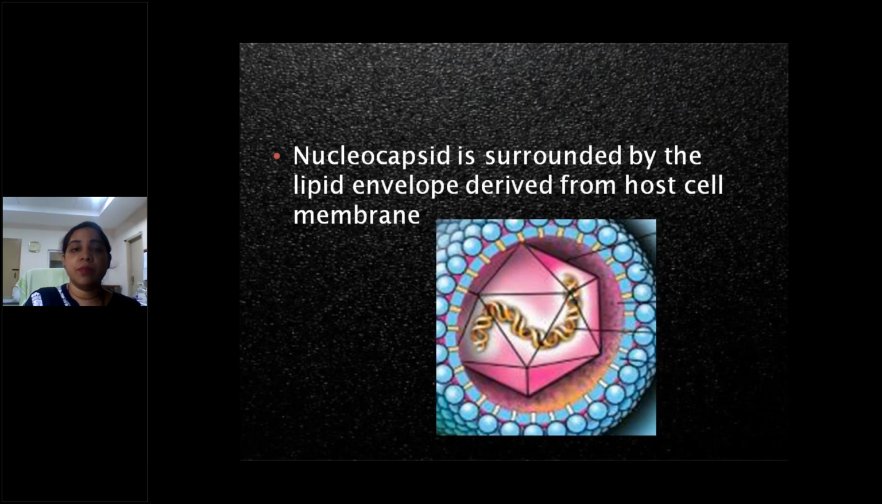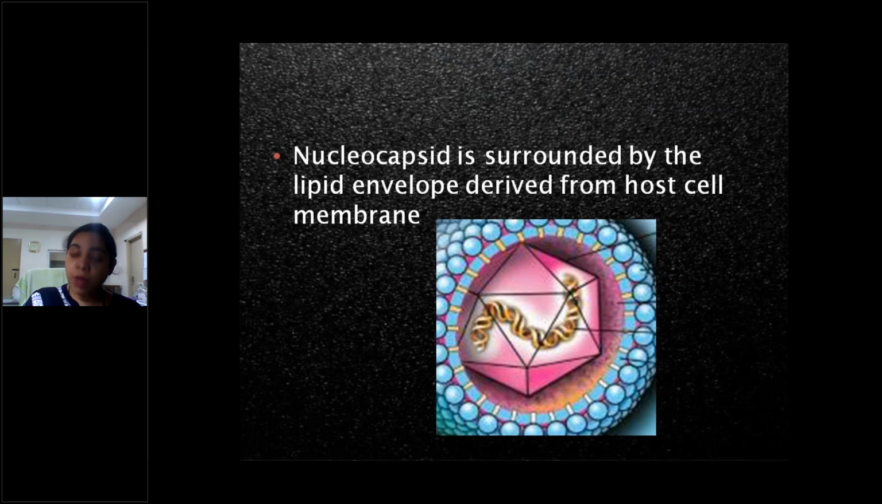Next, the nucleocapsid is surrounded by a lipid envelope, which is derived from a host cell membrane. This nucleocapsid is usually surrounded by an envelope. What's the nature of the envelope? Lipid. From where is the envelope derived? The envelope is derived from the host cell membrane during budding, when it usually comes out.